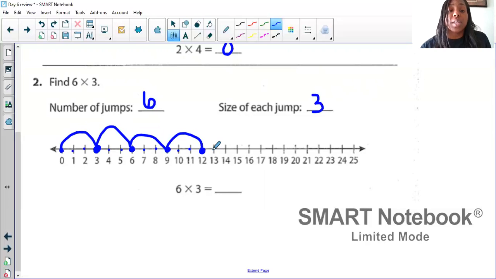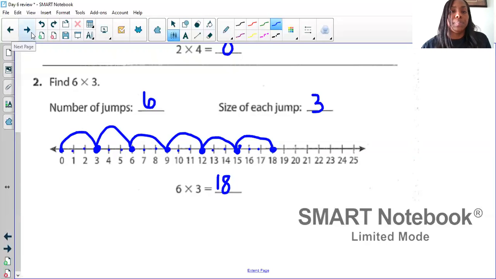Start at the 13. 1, 2, 3. Land. Okay, and one more. 1, 2, 3, and land. Where did we just finish? Where did we land, boys and girls? We landed at the 18. So what does 6 times 3 equal? 18. Very good.